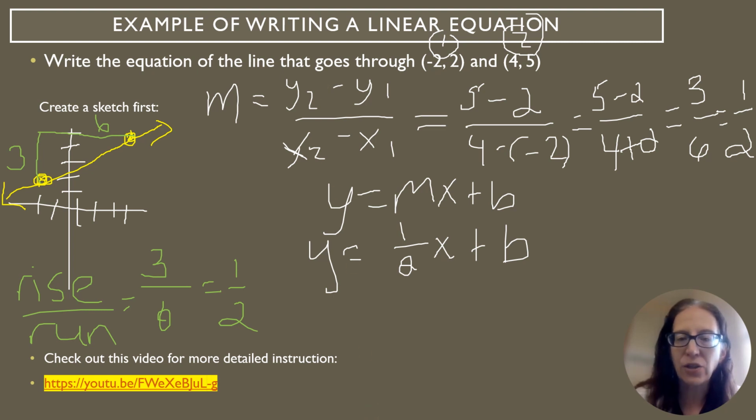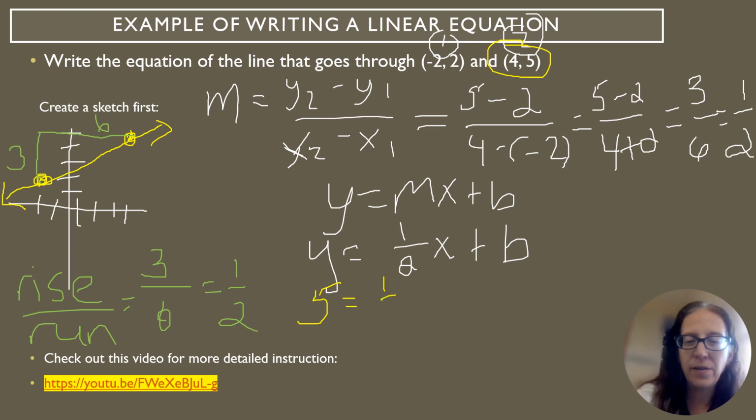So what I like to do is borrow an x and a y. I'm going to pick the 4, 5 because 4, 5 is positive, but you could pick -2, 2. If you're watching this at home, you're like, I want to be a daredevil, I'm going to pick the other point. Okay, I'm going to pick -2, 2. You can do that. It'll work just fine. So in this case, the y is 5.